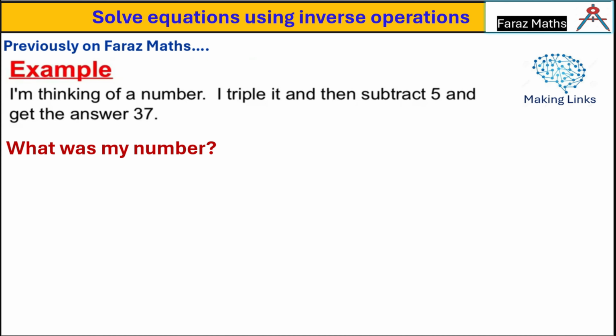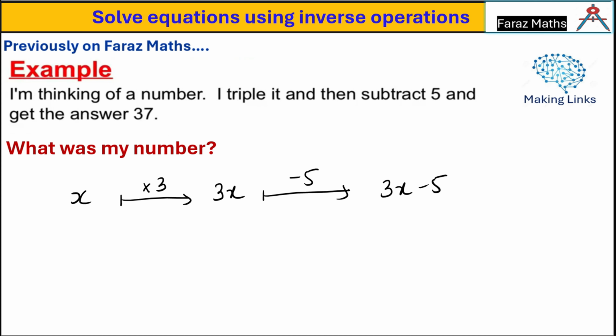Coming to the next, I'm thinking of a number, I triple it. So I'm thinking of a number, that number is x. I triple it means times by 3. So that will give you 3x. And then subtract 5. So if I subtract 5 from it, what will it become? 3x minus 5, and get the answer 37. Get means equal. So 3x minus 5 equals 37. Now we have this equation, we have to solve it.